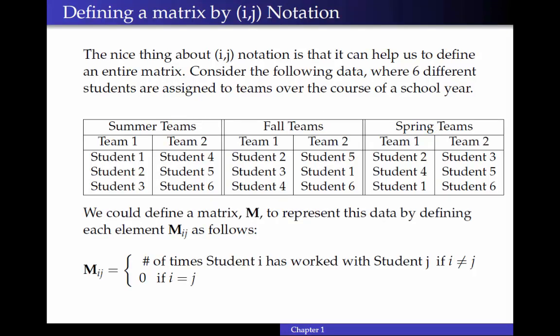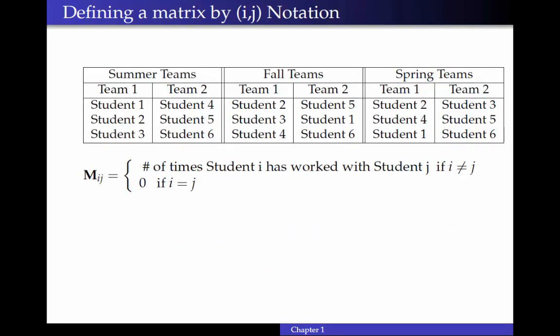So now we can define a matrix M to represent this data just by defining every element with one line. So Mij will be the number of times that student i has worked with student j, as long as i is not equal to j, and it will be set to 0 if i is equal to j.